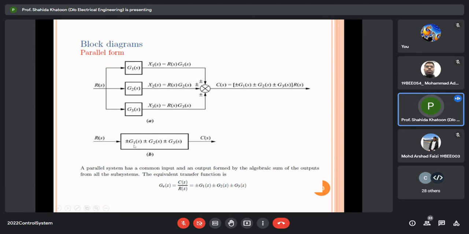So the overall transfer function becomes G1(s) plus G2(s) plus G3(s). A parallel subsystem has a common input and an output formed by the algebraic sum of the outputs from all the subsystems. Okay, so it is basically G equivalent is plus minus G1 plus minus G2 plus minus G3. So note down this.